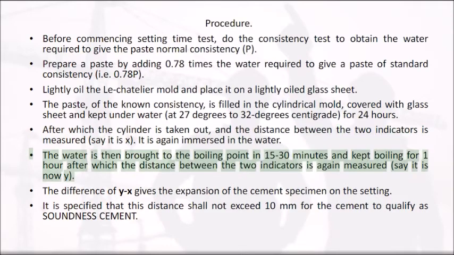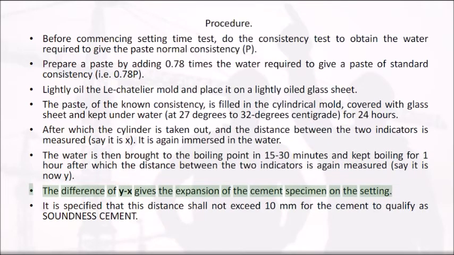The water is then brought to the boiling point in 15 to 30 minutes and kept boiling for 1 hour, after which the distance between the two indicators is again measured, say it is now y. The difference y minus x gives the expansion of the cement specimen on the setting. It is specified that this distance shall not exceed 10 mm for the cement to qualify as soundness cement.